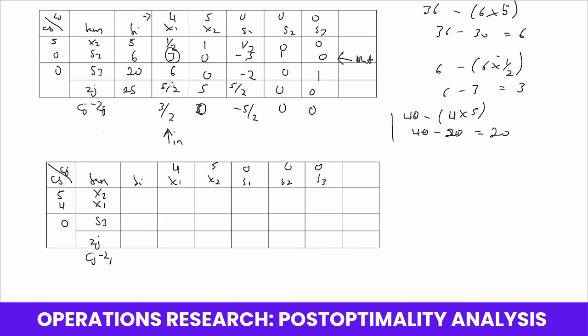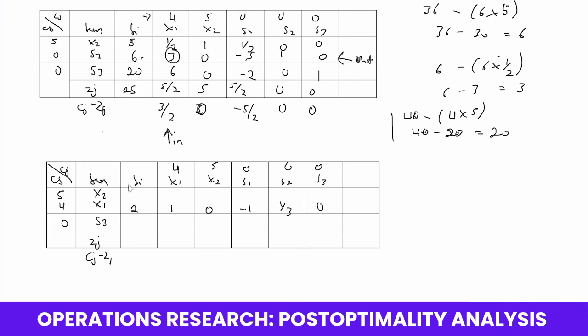Okay, so let's calculate our new values. So what's the pivot row? The pivot row was the second row, that's the S1 row. So you divide all the values in the pivot row by the pivot number. So you have 6 here, you divide by 3 to get your new value here. So 6 divided by 3 is 2. 3 on 3 is 1. 0 on 3 is 0. Minus 3 on 3 will give you minus 1. And then 1 on 3 will give you 1 on 3. And then 0 on 3 will give us 0.